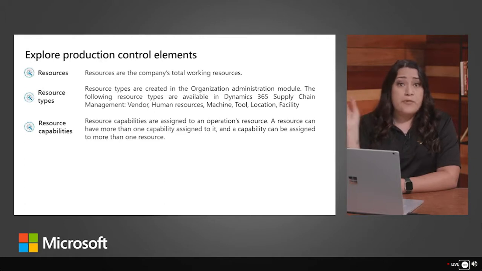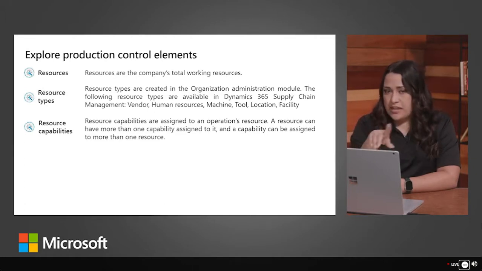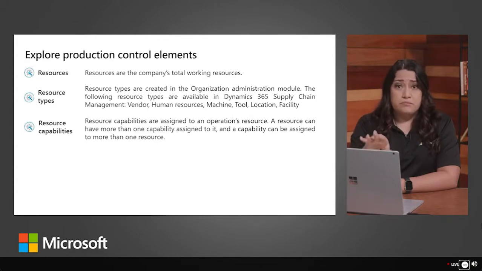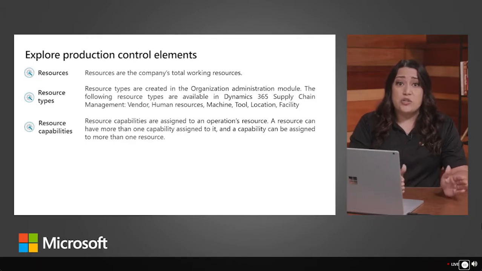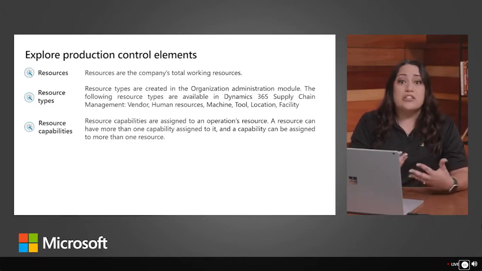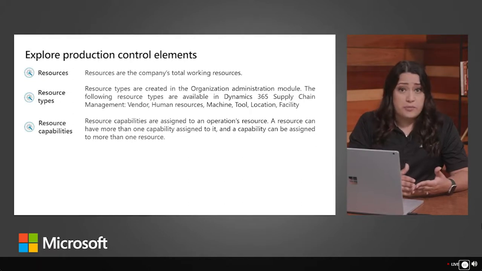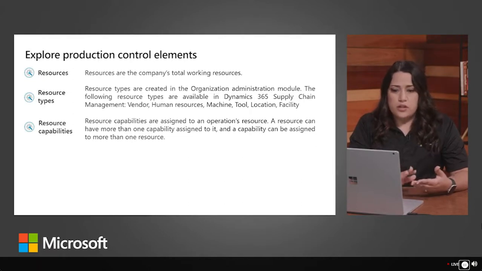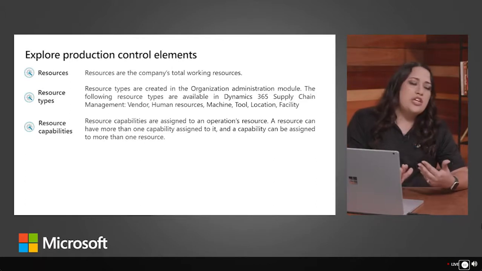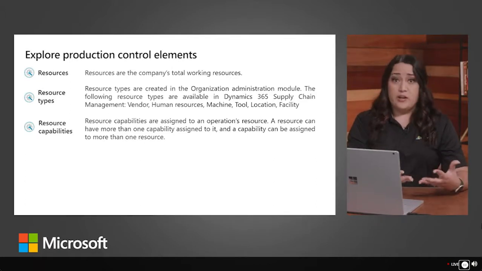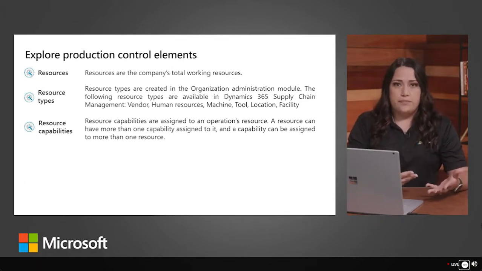But before we start creating a production order in the system, let's actually discuss a few of those different elements. So the first thing is your resources. This is going to be anything that's used to create, produce, or deliver your goods or services. But this does not include the materials used in the process. So think of this like a machine, a tool, it could be actual people, or a location.